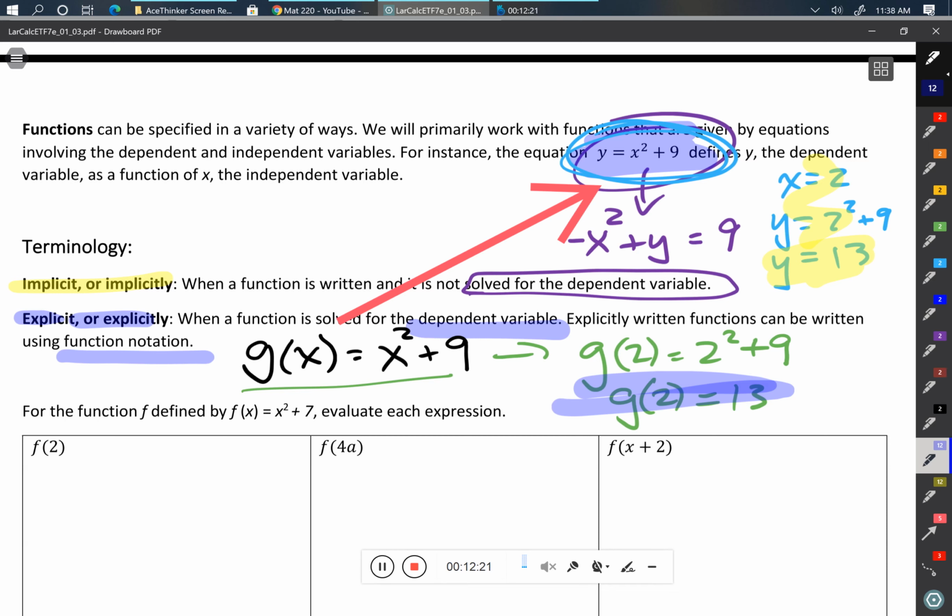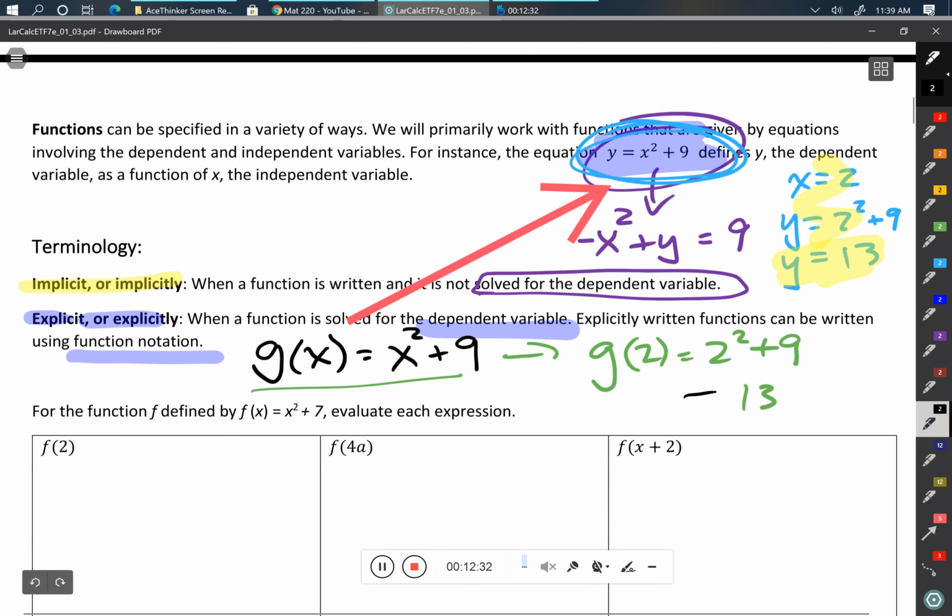Okay? If you had simply just written this as your answer here, I would not accept that, because just simply saying 13 doesn't tell me what function you're working with and what was your independent variable value. So we need to make sure that we define things as they are. This is the function g, this is the function g defined when x is 2, and the value of the dependent variable for this function is 13.